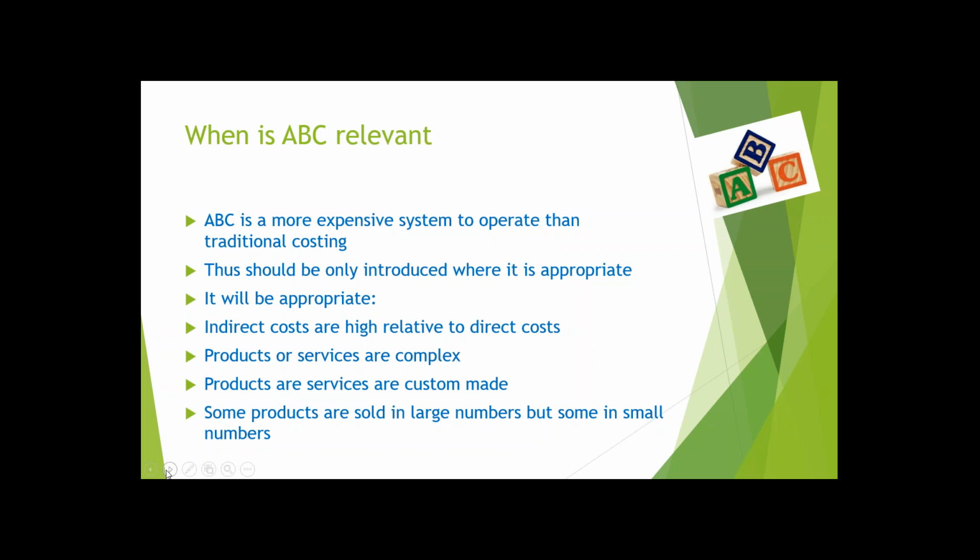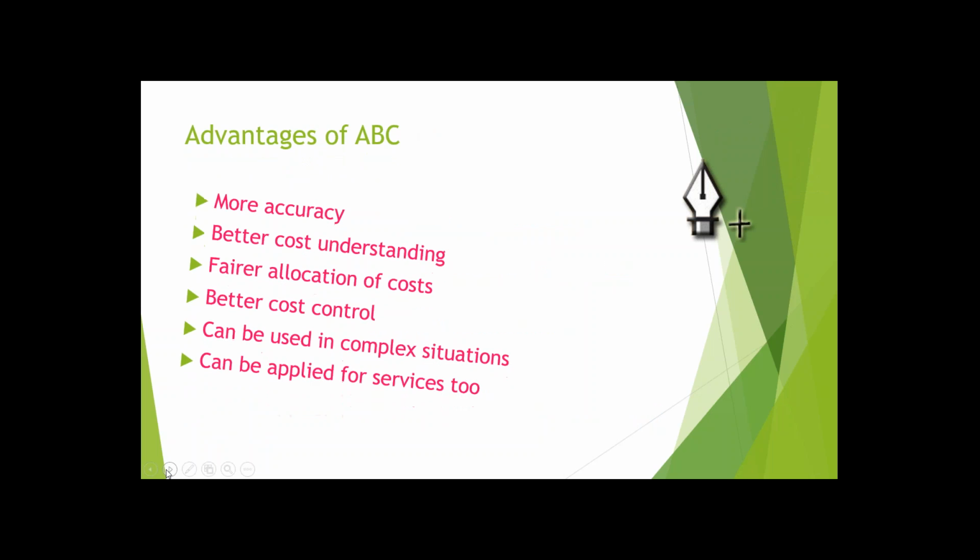And when the products are sold in large numbers, but some in small numbers, so you have a mix of sales happening, large quantities and small quantities, in that case ABC becomes very relevant. So what are the advantages of ABC? Surely you have an answer: it's more accurate. And you have a very good understanding of your cost.